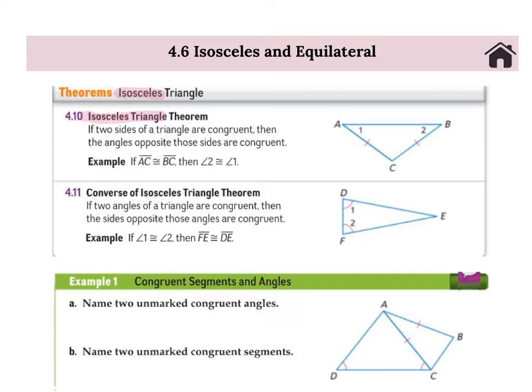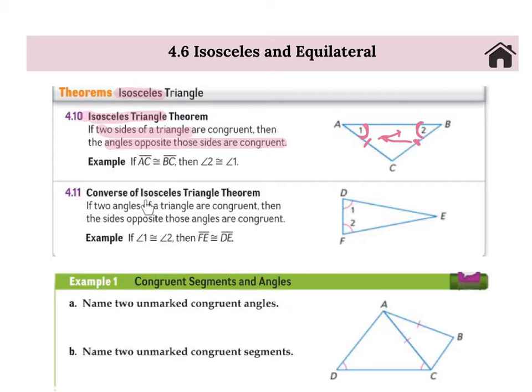So with our isosceles triangle theorem, we're told if two sides of a triangle are congruent, then the angles opposite of those sides are also congruent, right? So what that looks like, if we're told side AC and BC are congruent, then by the isosceles triangle theorem, angles 1 and 2 also have to be congruent, okay? Think of a little arrow pointing towards those. Since my sides are equal, then my angles are equal as well.